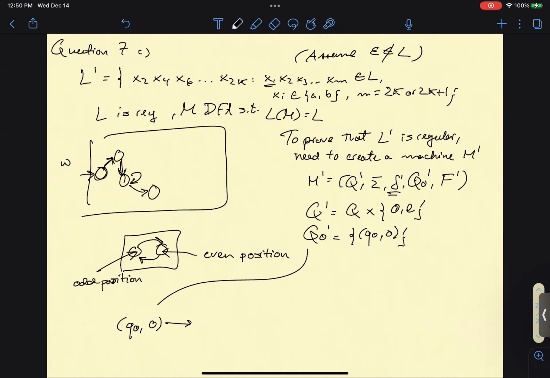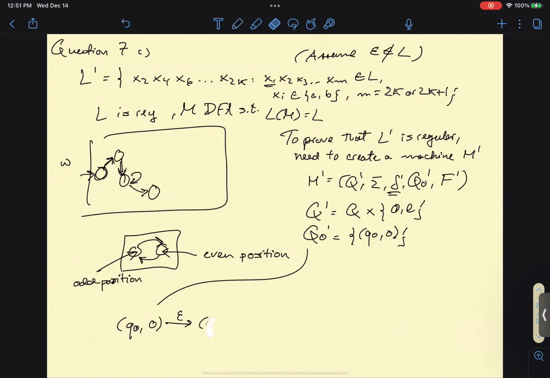Wait, did I write this X2 or X1? Okay. What I want to do is simulate reading the first letter at the first position, because I don't actually care what it is. What I'm doing is taking the string and just extracting x2, x4, and x6. The first letter that I read, I don't care what it is. It could be A or B. So for free, I can go from my odd state to my even state.